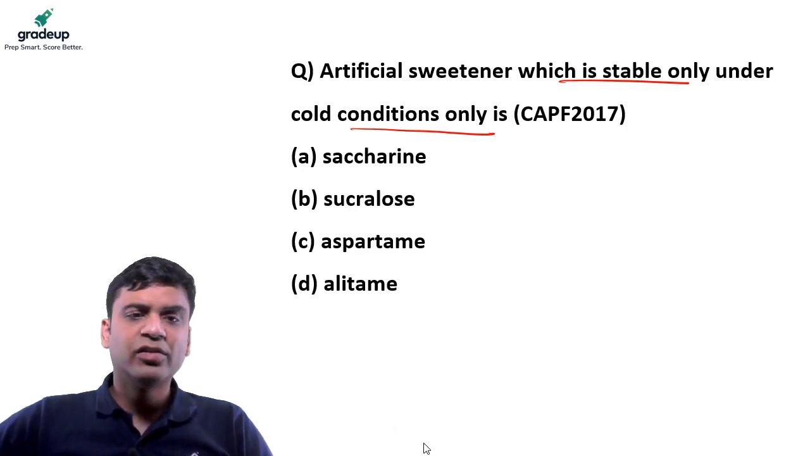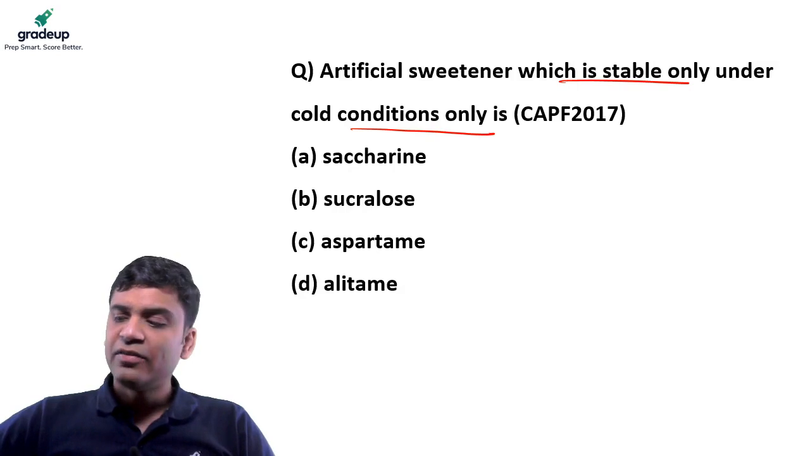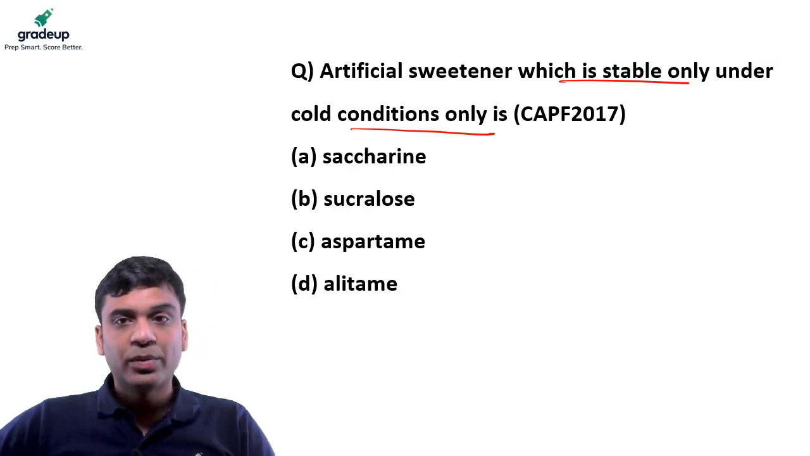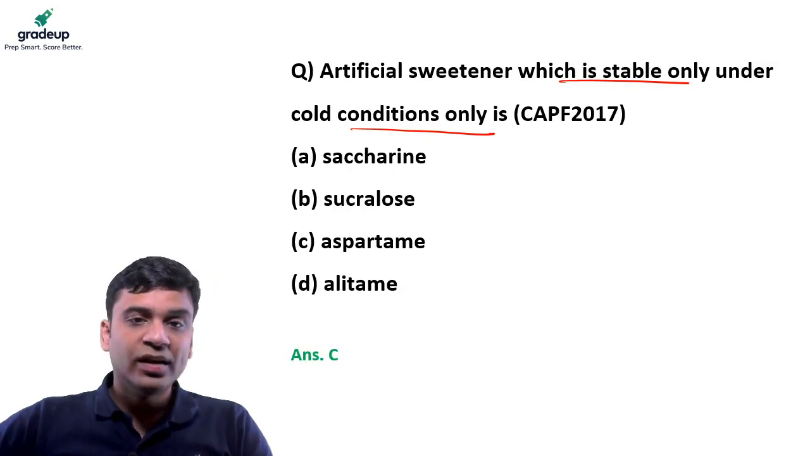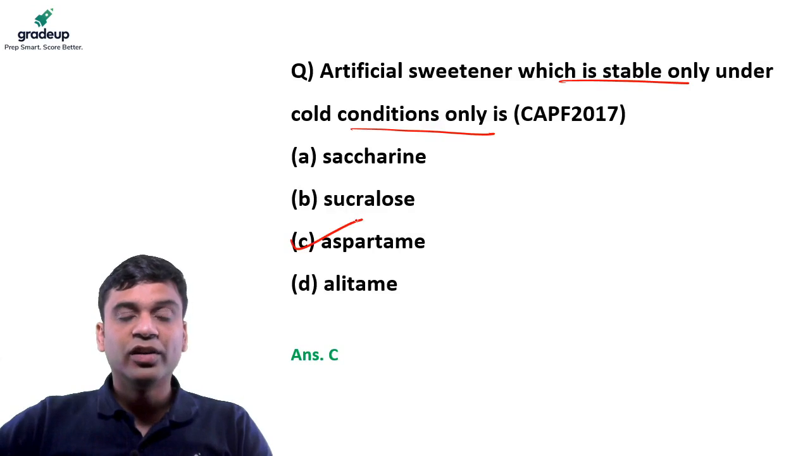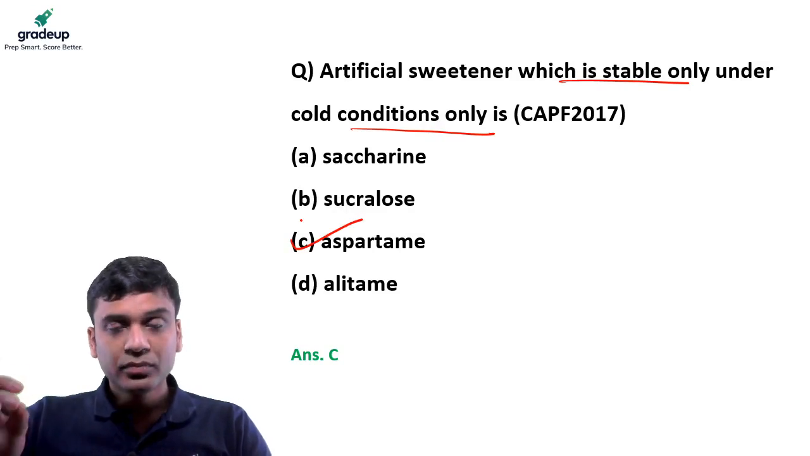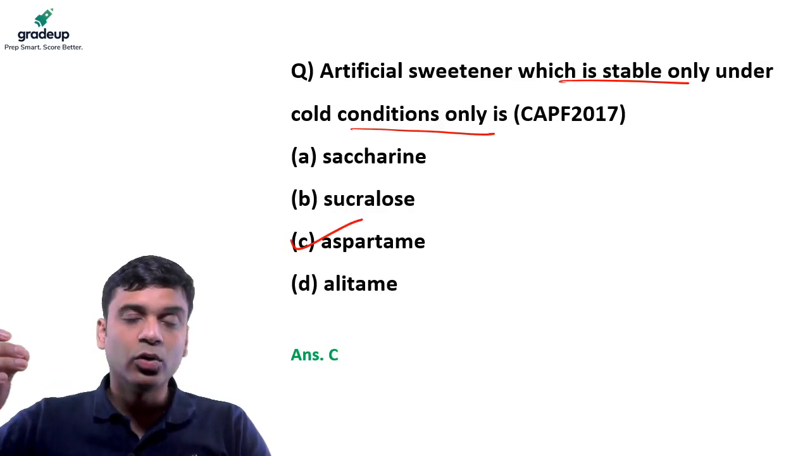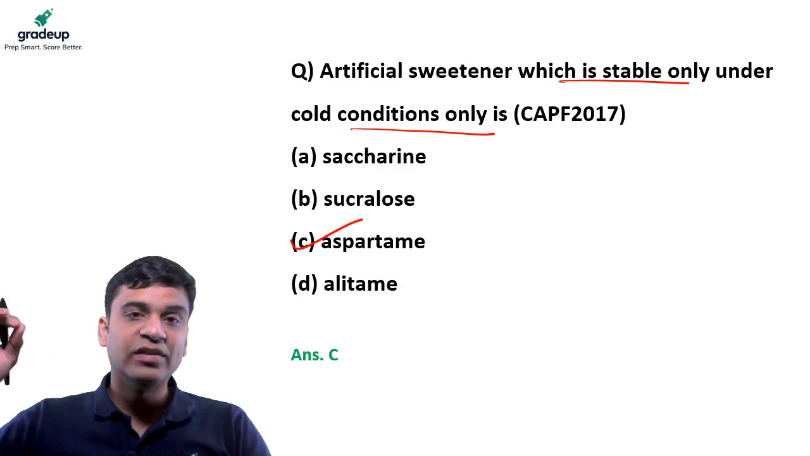We just discussed a few slides back, we have aspartame. Aspartame is stable only under cold conditions. So you can't use it for cooking purposes. It is added to soft drinks like Diet Coke, Diet Soda and all.